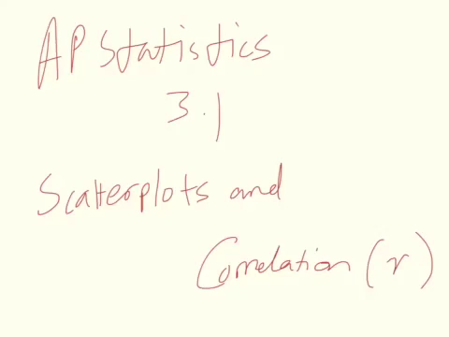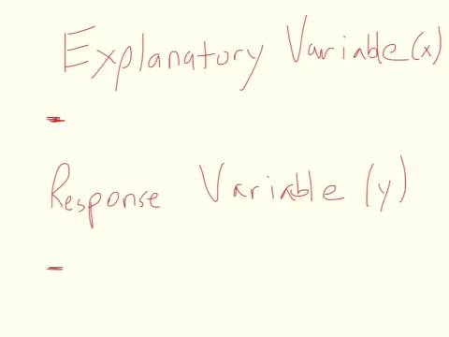Today we're going to be talking about Chapter 3.1, which is over scatter plots and correlation. Correlation is generally defined by the variable r. The two variables that generally explain a scatter plot are the explanatory variable, which is the x, and the response variable, which is y. In layman's terms, the explanatory variable would basically be the independent variable, and the response variable would be the dependent variable.